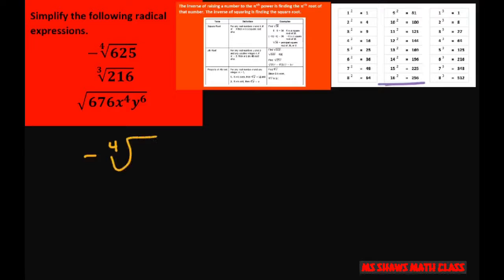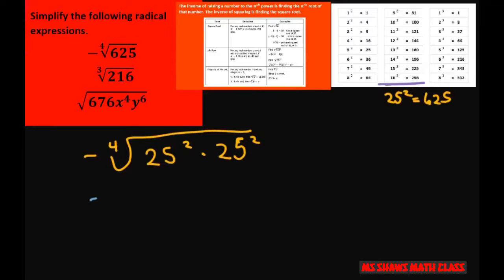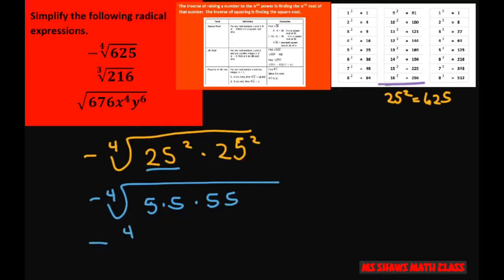We know that 25 squared is 625. So we can write this as 25 squared times 25 squared. And then we could also break it down as 5 times 5. And then for this one is 5 times 5. So that means we have four 5s. So that's 5 to the 4th.